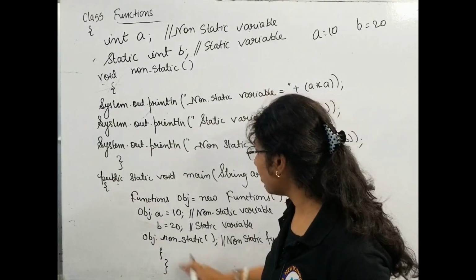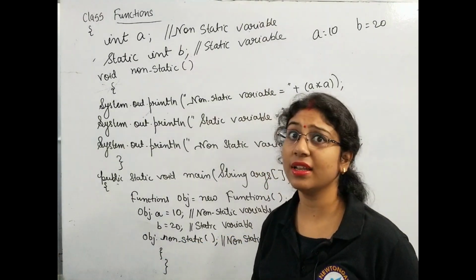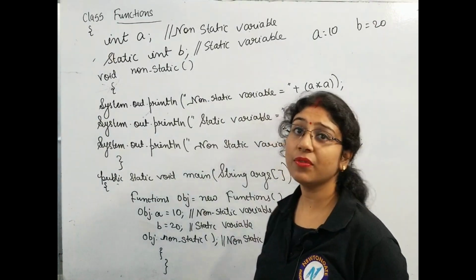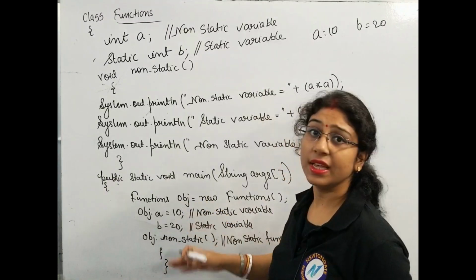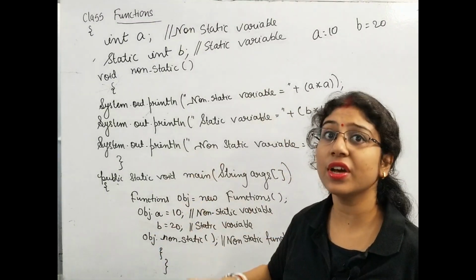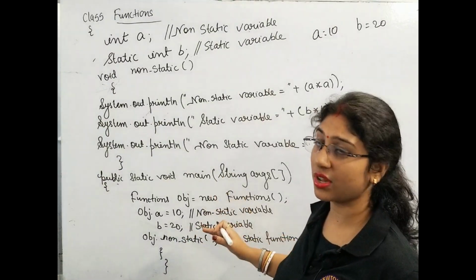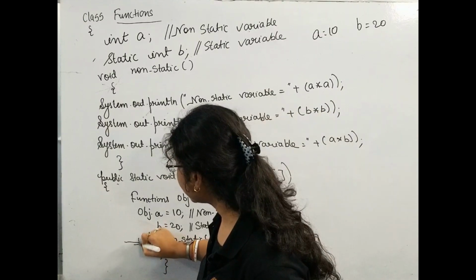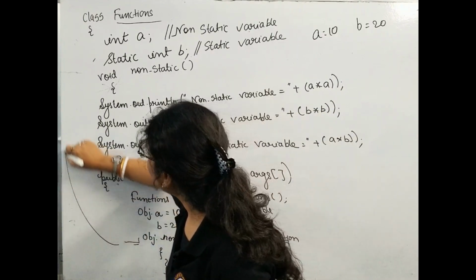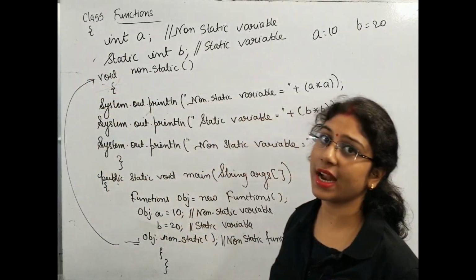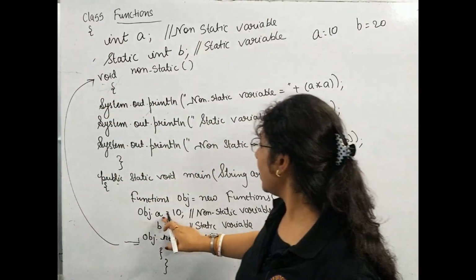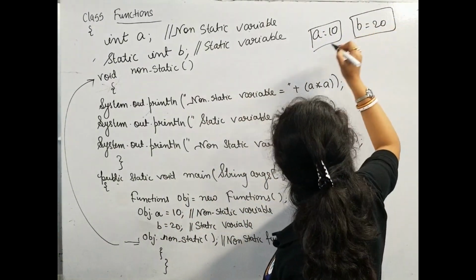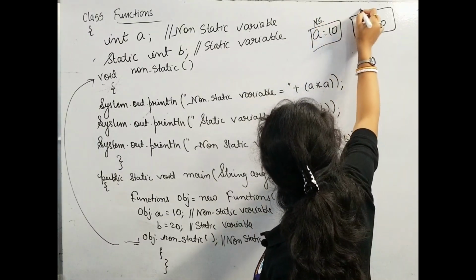Now here I am calling the function. How can we call the non-static function? It's obvious that we need an object. The name of the object is obj. The way we accessed a variable, the same way we are going to access this non-static function also: obj.nonStatic(). When this line is executed by the compiler, the control will shift to the definition of the non-static function. Clear? So here the values a and b are already initialized. Okay, a is non-static and b is static.